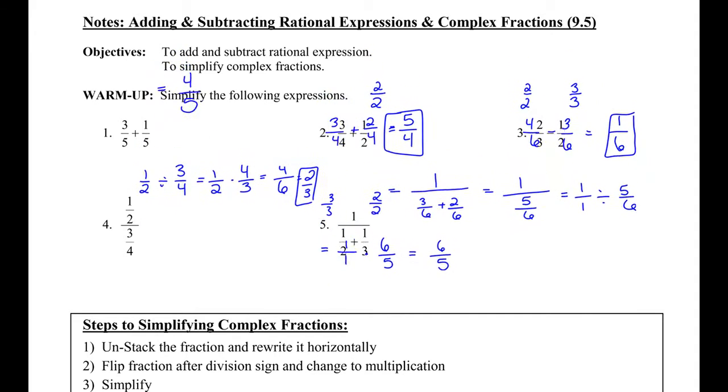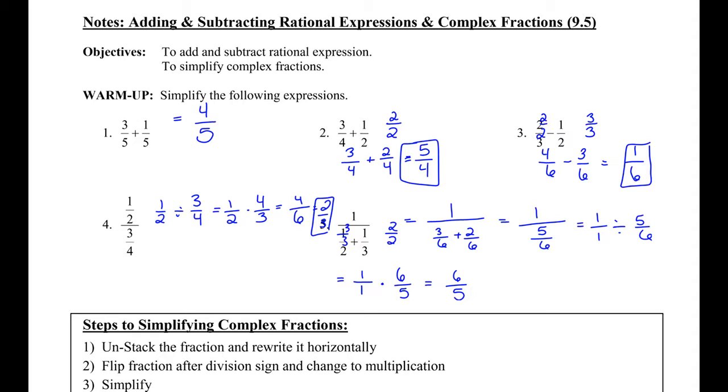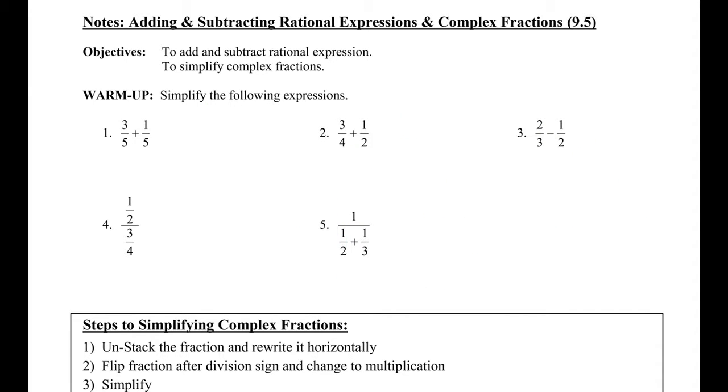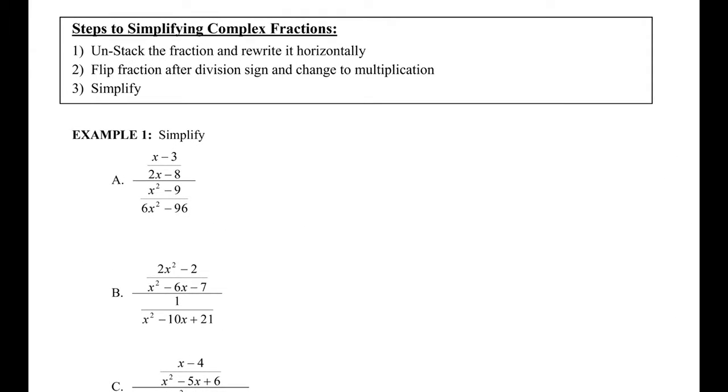The next thing we're going to look at is simplifying complex fractions. So to simplify a complex fraction, you're going to first unstack the fraction and rewrite it horizontally, similar to what we did in warm-up number 4 and number 5. Then you're going to flip the fraction after the division sign and change it to multiplication. Then your third step will be to simplify it by factoring the expression and crossing off common factors.